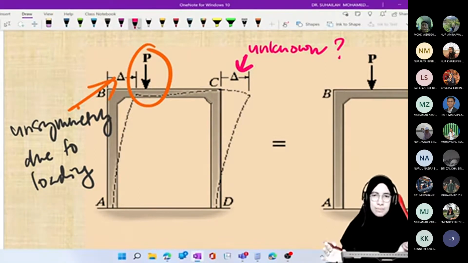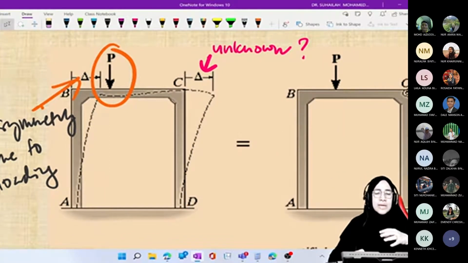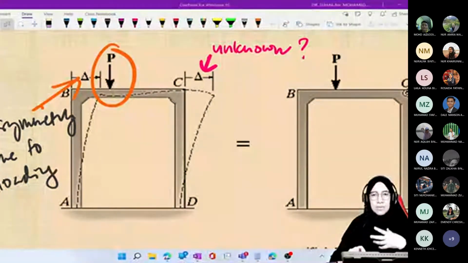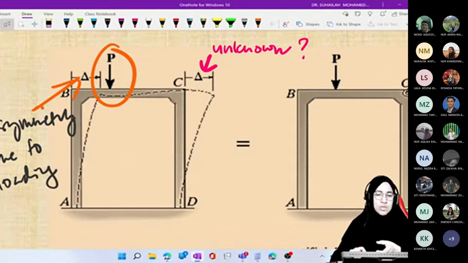We have to divide between these two because the delta is unknown. External loading is known value. So that is why we need to divide. That is why we apply principle of superposition, because due to external loading, we can calculate FEM directly, but we cannot calculate FEM due to delta directly. We will analyze FEM due to delta indirectly. That one I will show to you later.